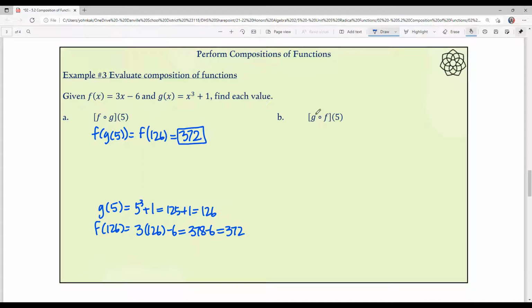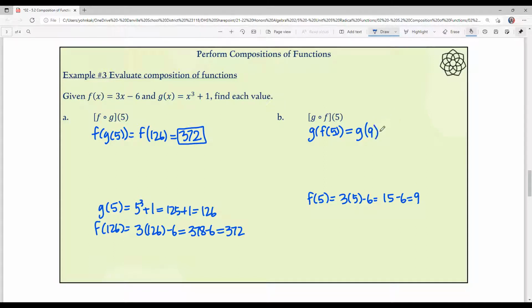All right, letter B wants us to find G circle F of 5. Notice it's almost the same as part A, but the composition is backwards. By definition, this is G of F of 5. So that means leave the G alone and find F of 5. That means to go to the f function, and instead of writing x, I'm going to write a 5. So 3 times 5 minus 6. That's 15 minus 6. That's 9.